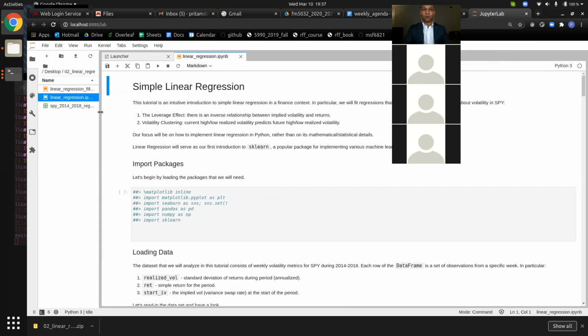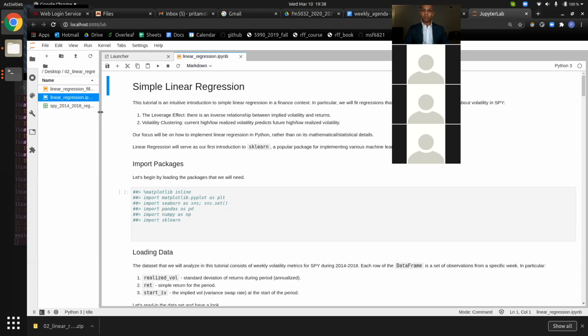Okay, cool. So this tutorial is really just an intuitive introduction to simple linear regression. We're going to use a finance example since this is a finance program. And really the goal here is also to learn about sklearn, which is a package used for a variety of machine learning techniques. It's super useful, and it's going to be the primary tool that we use for our various machine learning tasks.